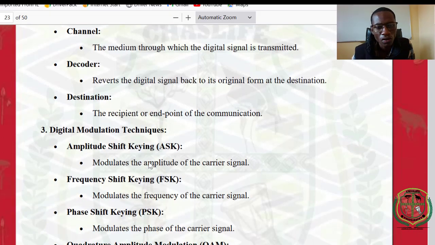By destination, basically we mean the recipient, or end point of the communication. Where is the communication starting from? If I press K on the keyboard of my computer, or I press L, or I begin to type, the information passes through all these channels.